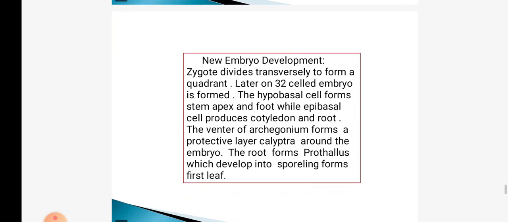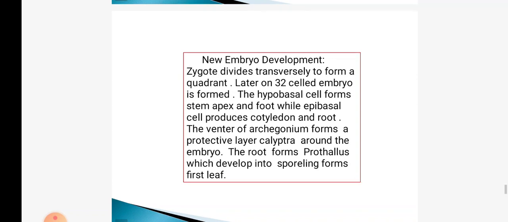Then new embryo development. The zygote divides to form a 32-celled embryo. The hypobasal cell forms stem, apex and foot. The epibasal cell produces cotyledon and root. The venter of the Archegonium forms a protective layer, the calyptra, around the embryo. The root forms on the prothallus, which develops into a sporeling. These sporelings form the first leaf. So like this there is a development of the embryo into the plant.